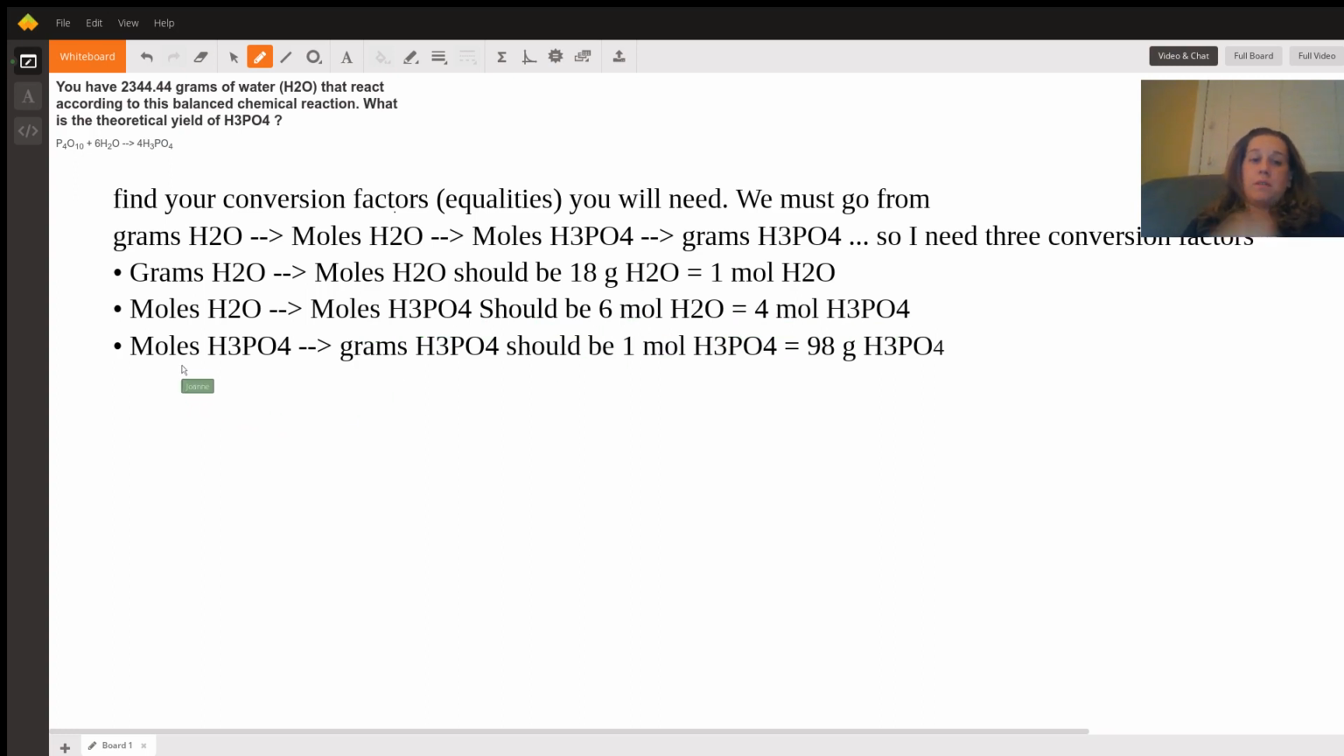Then I would like to convert my final answer, which will be left in moles if I stop there, into grams. So for moles of phosphoric acid converted into grams, I'm going to use the formula mass of phosphoric acid, which I calculated to be 98 grams. 3 hydrogens, which is a total mass of 3, 1 phosphorus, which is a mass of 31, and 4 oxygens, which has a total mass of 64, all add up together to 98 grams. So 1 mole of phosphoric acid has a mass of 98 grams.